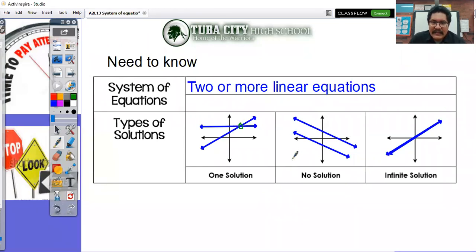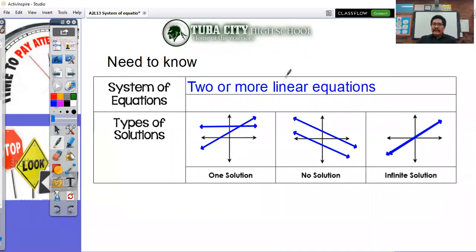So the solution that works for both of them is right where they intersect. Because if I pick that ordered pair right there, it'll make both equations true. And that's what we want. So I could pick areas like on this line and it'll make this one true, but it won't be true for this one. But only this area right here will be true for both of them.